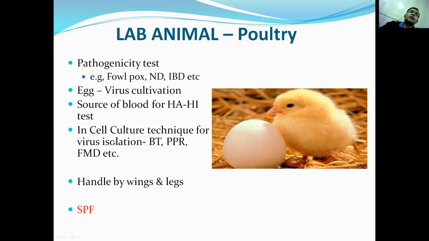The second use is for production or cultivation of viruses. So that will provide the best medium for cultivation of viruses in bulk. So that may be used for vaccine production. The third, they act as a source of blood for performing HA and HI tests. So these are the different uses of poultry in microbiology.